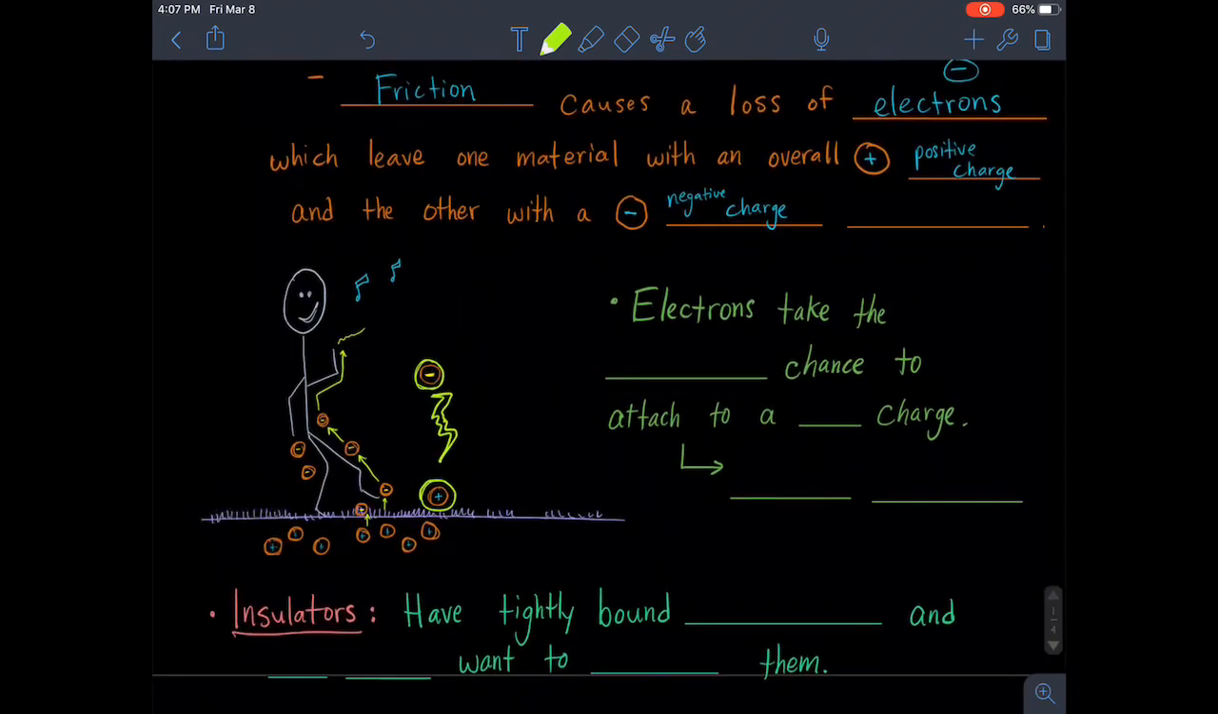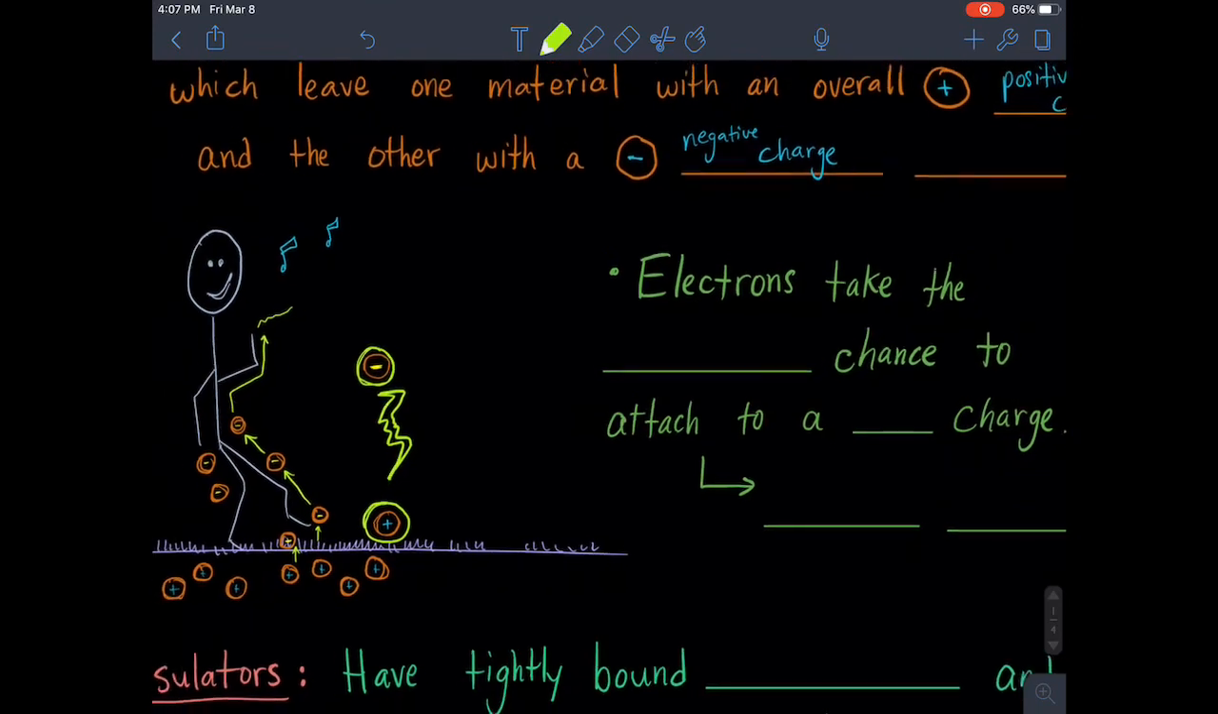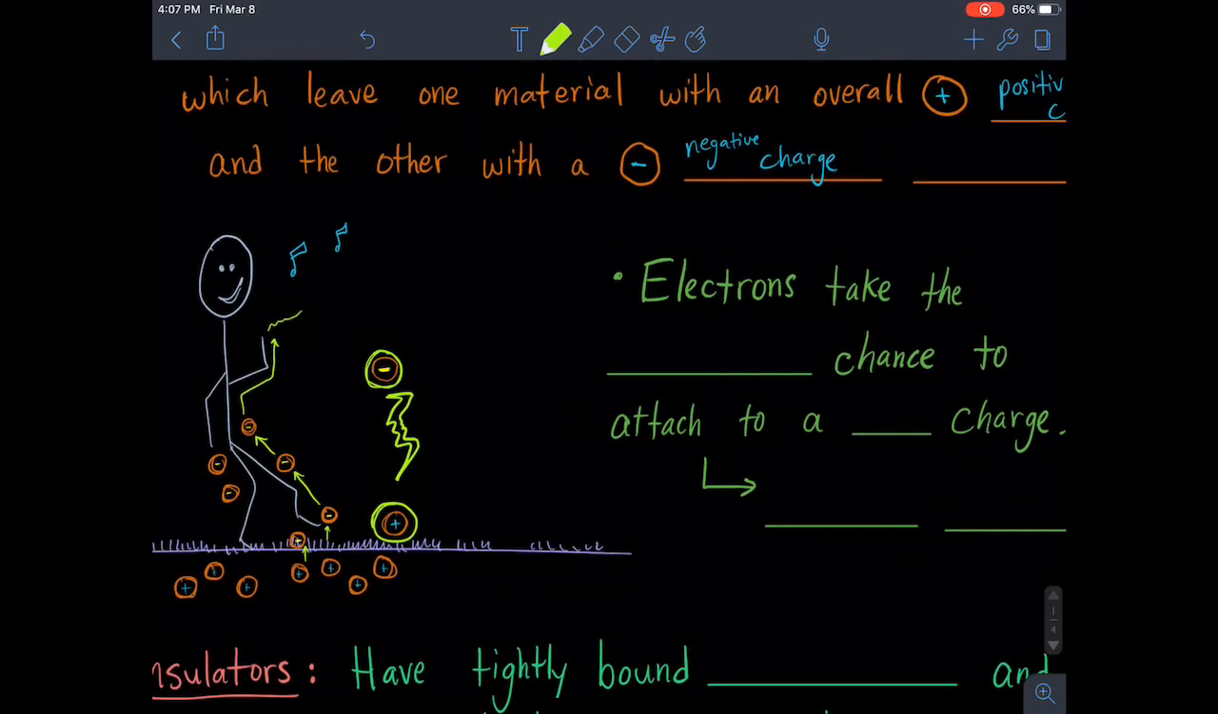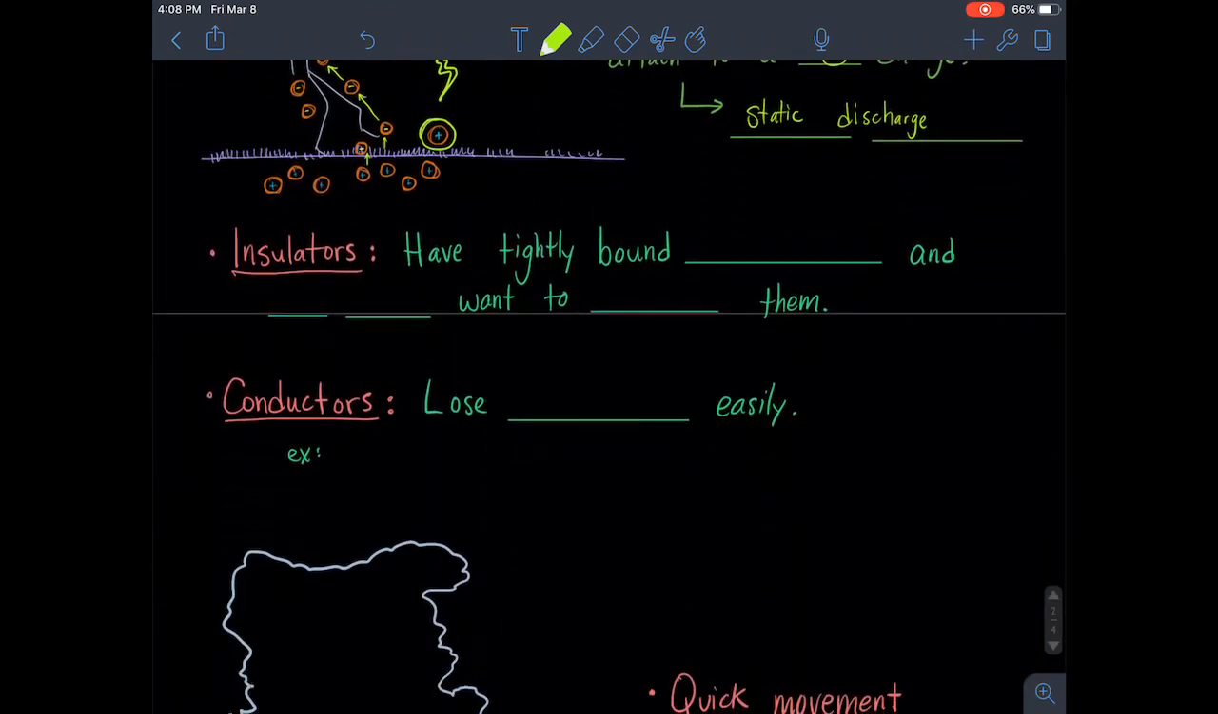So if we summarize this picture here, we'll say that electrons take the first chance to attach to a positive charge. So that's why you walk across the carpet, you go give your friend a high five, or you go touch him on the shoulder, and you end up zapping them. And so we call this static discharge. Or some people say, "Ow, you just shocked me." Anyway, let's look at how that happens.